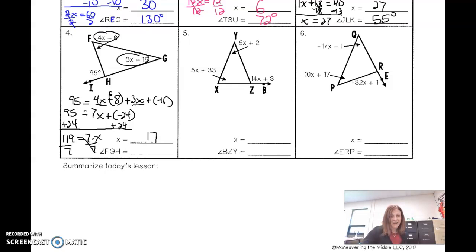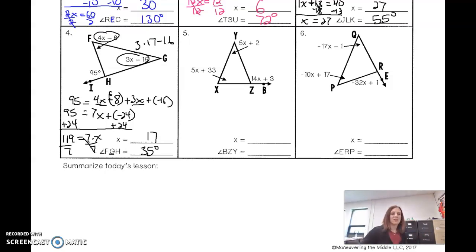Now we have to solve for FGH. So whatever's in the middle right here, that's our vertex point. So I'm going to go 3 times 17 minus 16. 3 times 17 is 51 minus 16. I'm just doing this all on my calculator, it's 35 degrees. So the measure of that angle is 35 degrees.